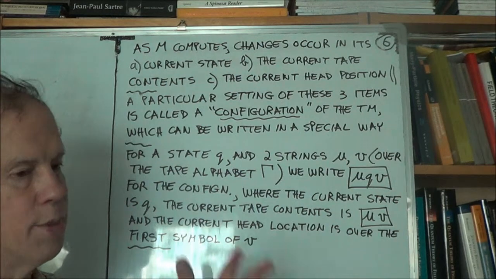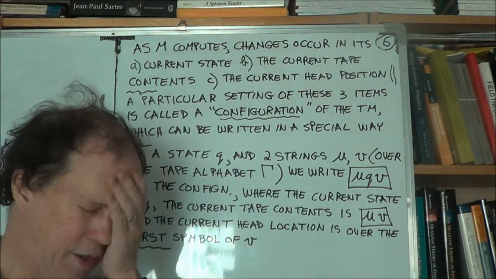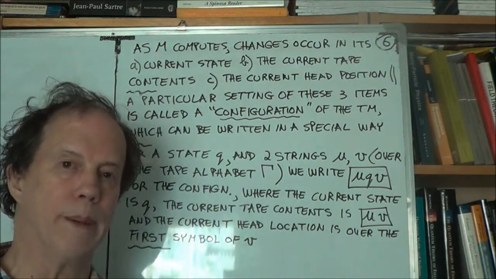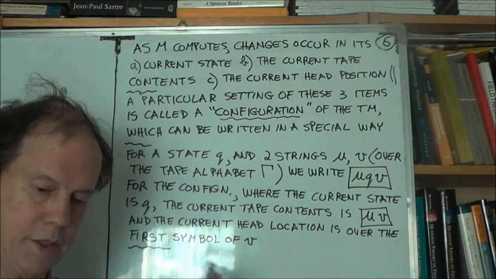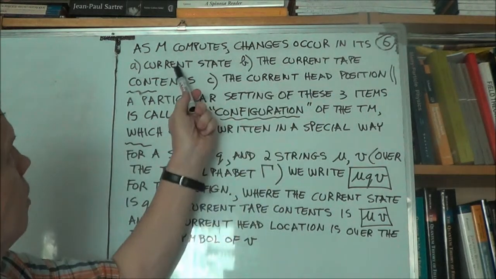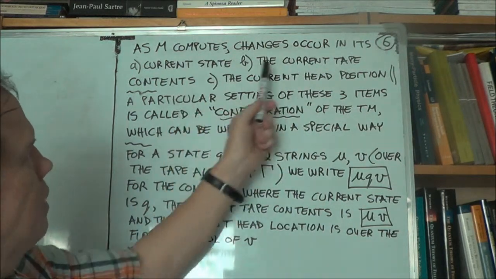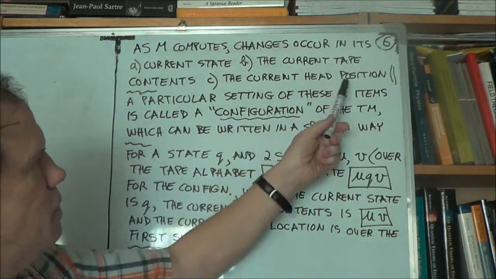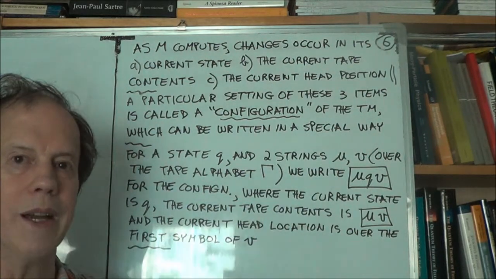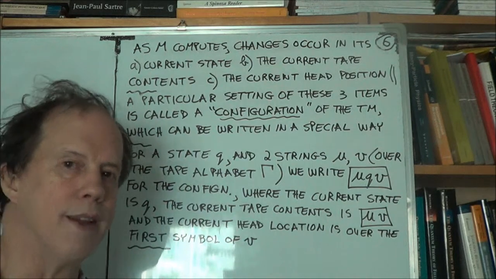Now, common sense says with the next step in the operation of the Turing machine, the state will change. It'll go to the next state. The tape contents will change because it's been written on, and the head position will change because it gets moved left or right. So the configuration gets changed every step.